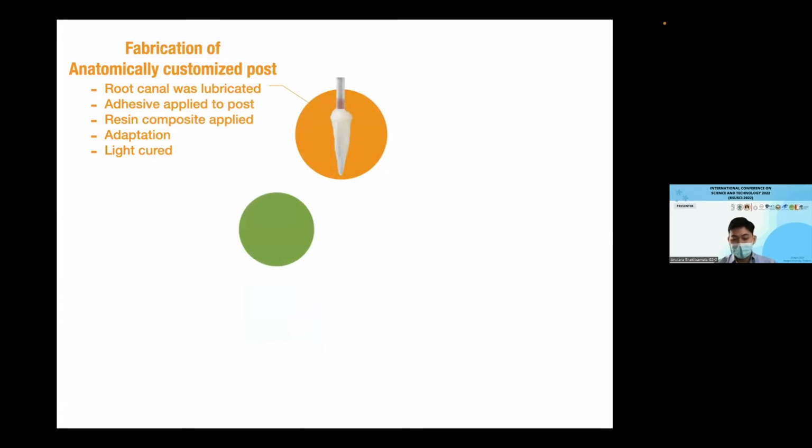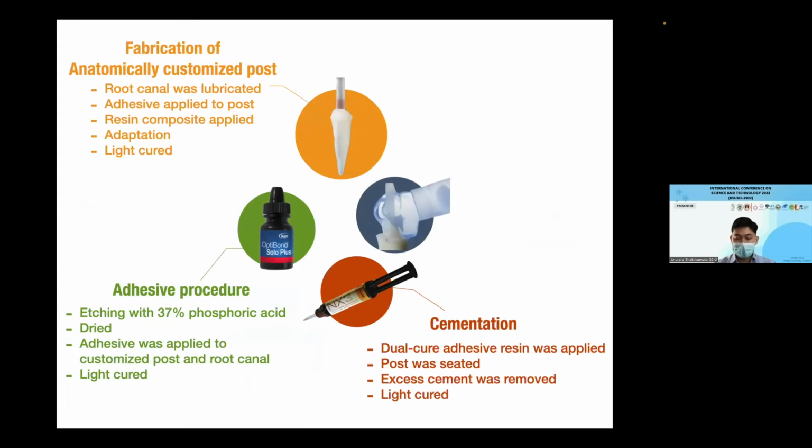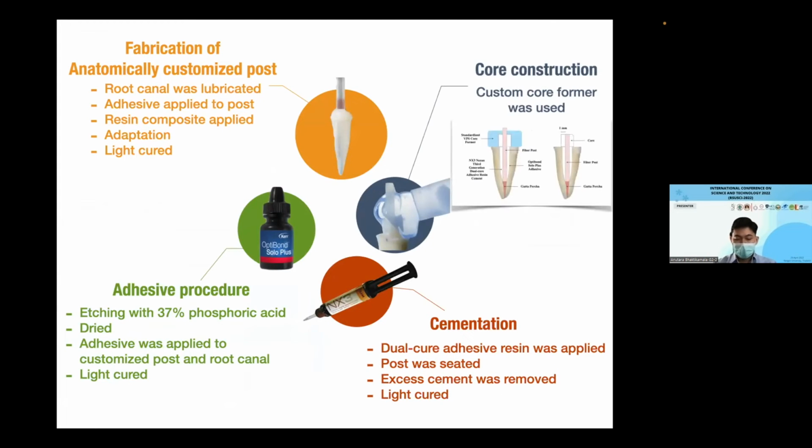In the anatomically customized group, or ADT, the specimens were restored with the same fiber post but realigned with resin composite Filtek Z350 XT. The prepared root canal was lubricated with water-based lubricant. The fiber post was realigned with resin composite, then adapted into the post space and light cured. After that, the adhesive and cementation procedure was the same as the previous group.